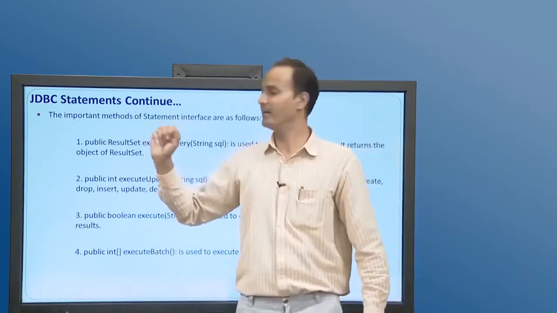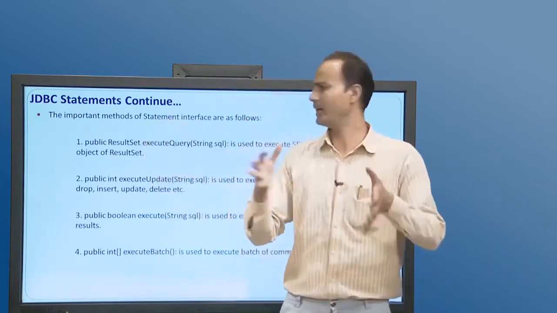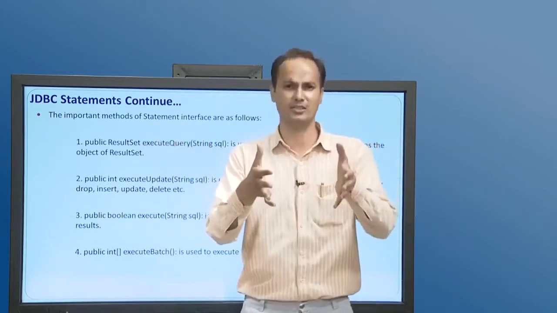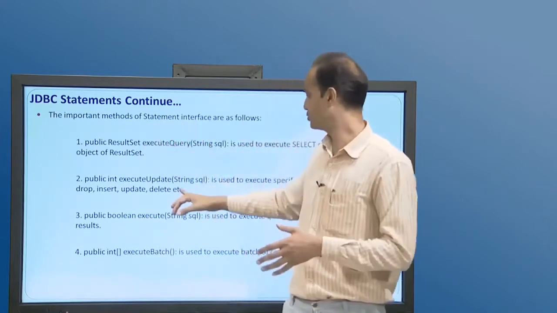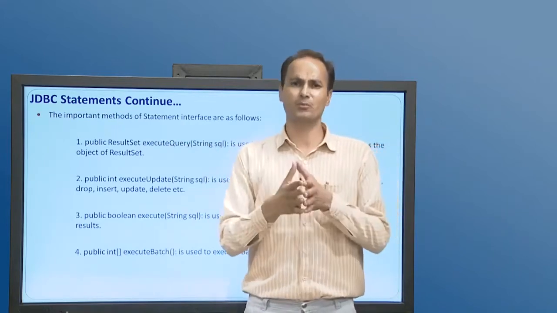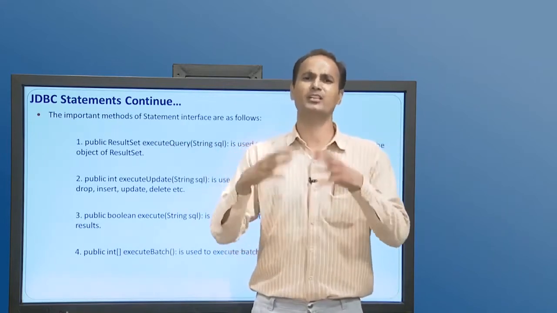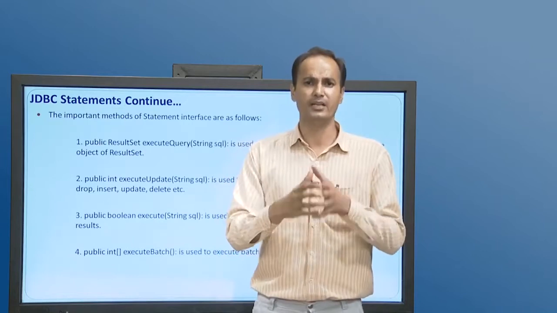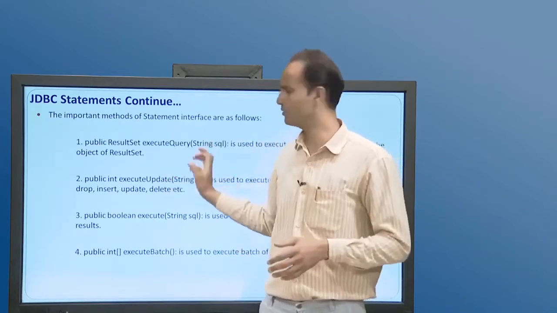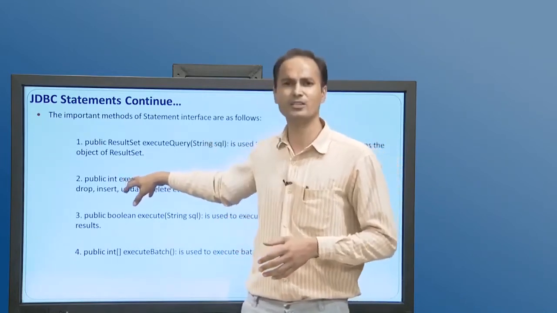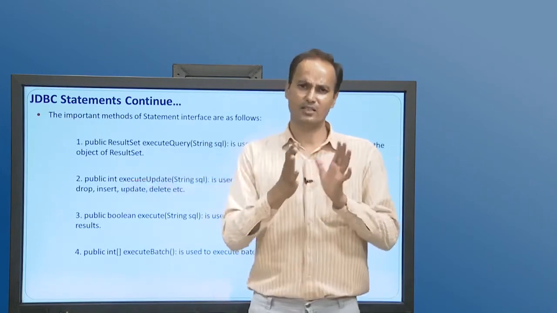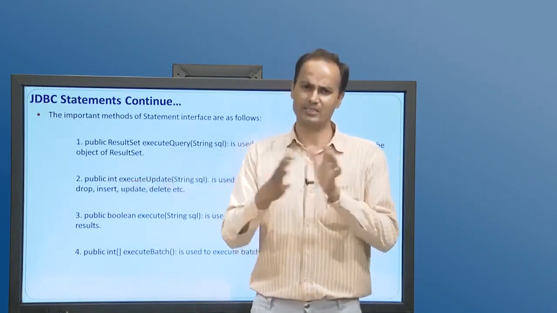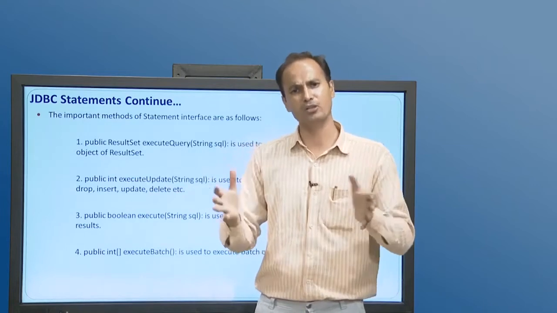What does it mean? Here it returns a set of records. Execute query returns a set of records in terms of a result set. But if you are using execute update, that means if you want to know how many rows have been affected by a particular query, then you can use execute update. It will return the value as an integer, the number of rows that have been affected by a particular query.